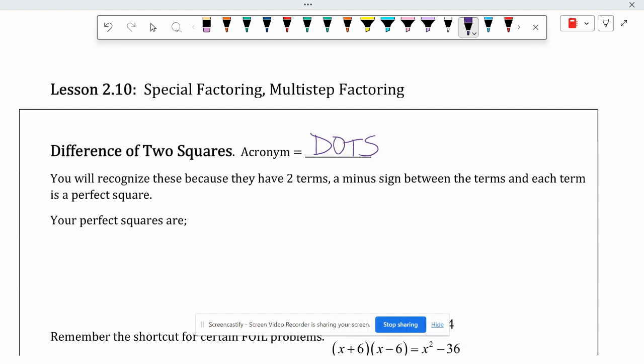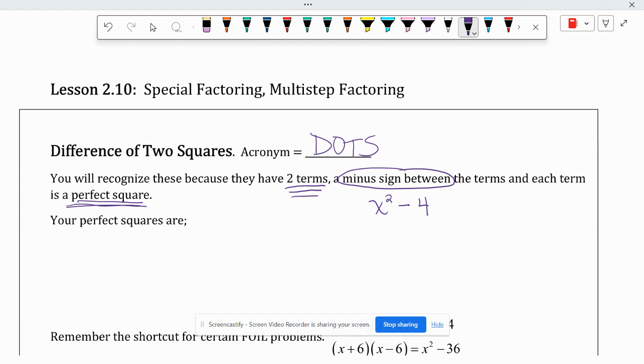You recognize this because they only have two terms. It's something like x squared minus 4. Difference means subtraction. They have two terms and there's a minus sign between them, and both terms are perfect squares. X squared is a perfect square. It came from taking x times x. And 4 is a perfect square. It came from 2 times 2.